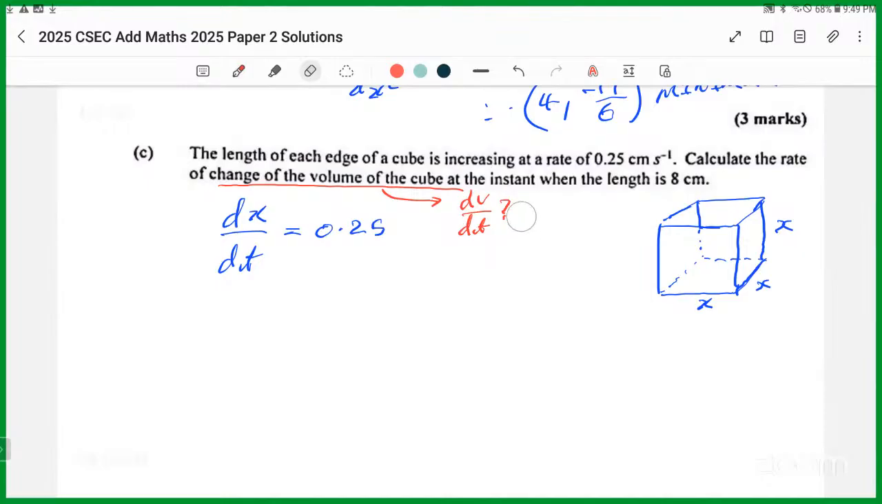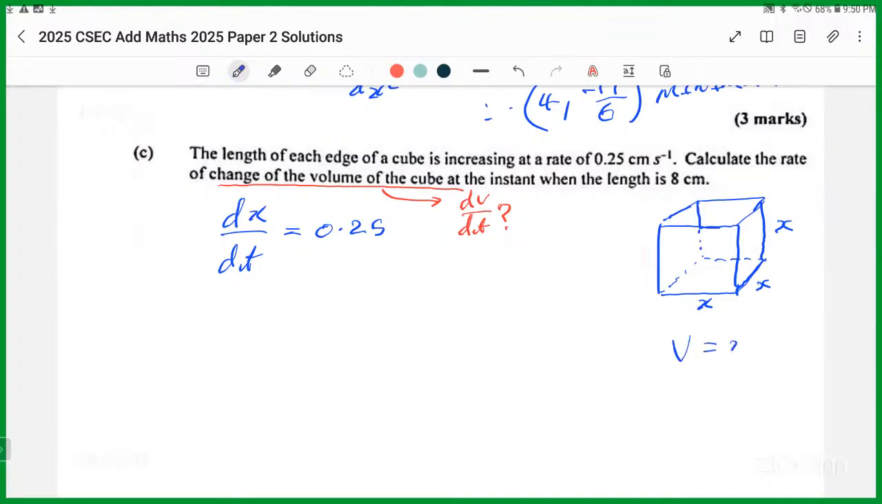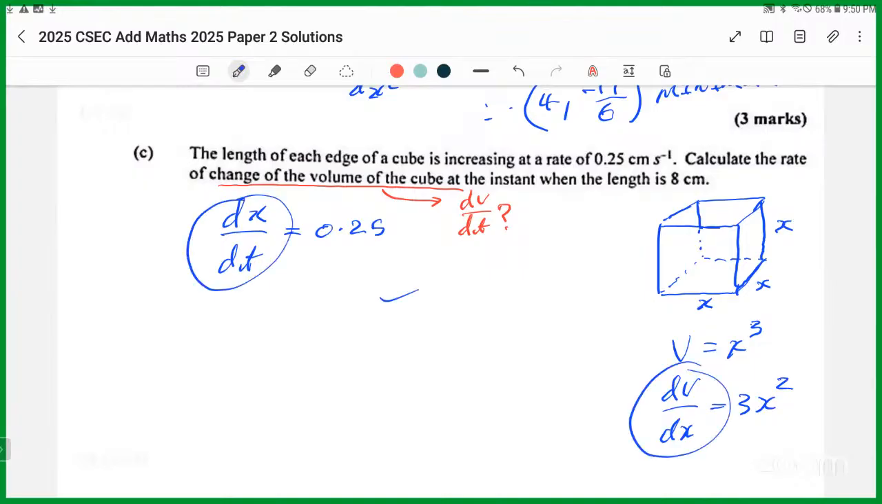All right, we're going to have to connect the rates of change that we have. The volume of a cube is x cubed. So volume is x cubed. So dV by dx is equal to 3x squared. Why did I do that? Because I want to connect these rates of change, those two, to get this one.